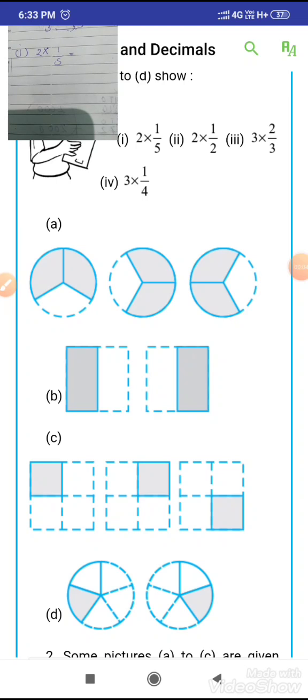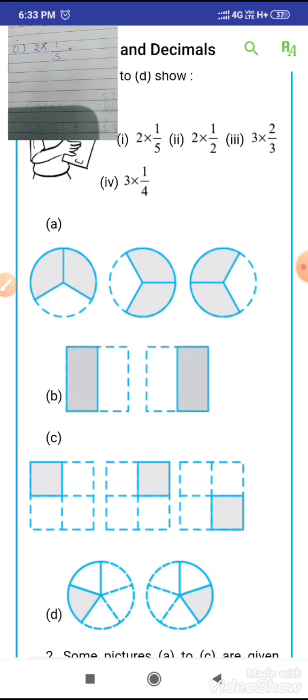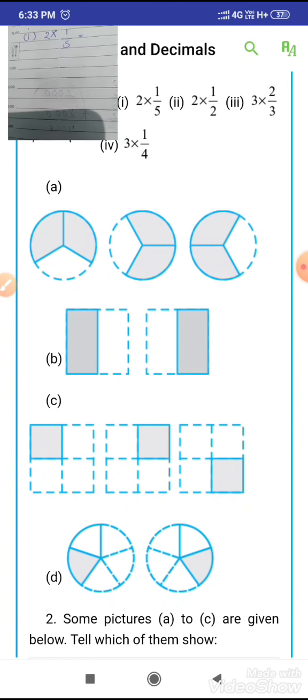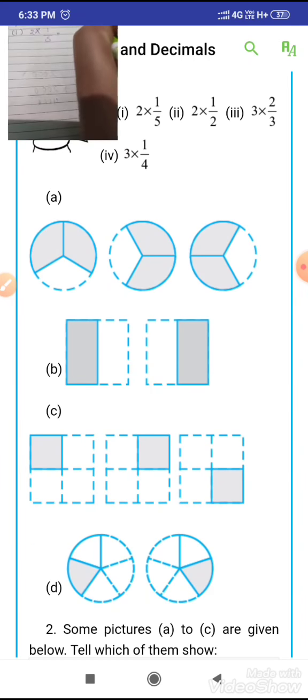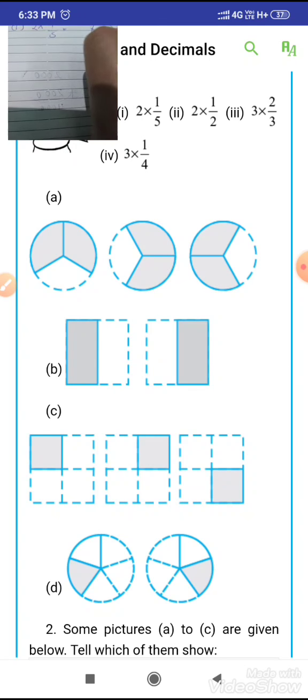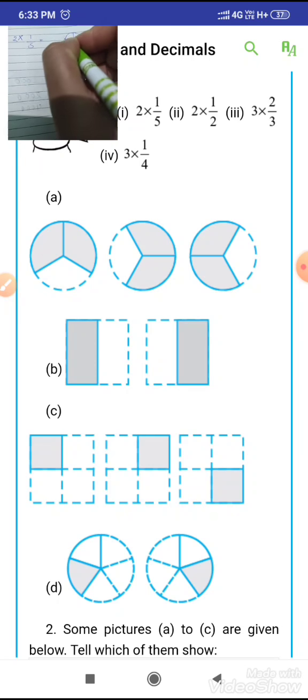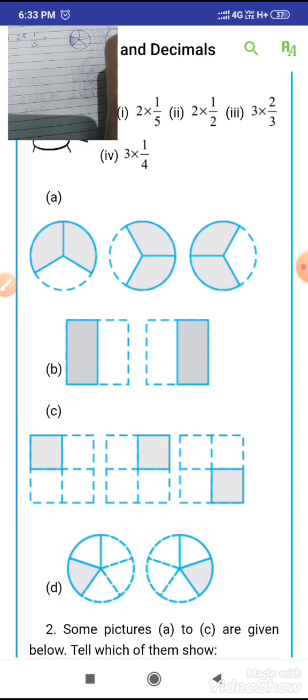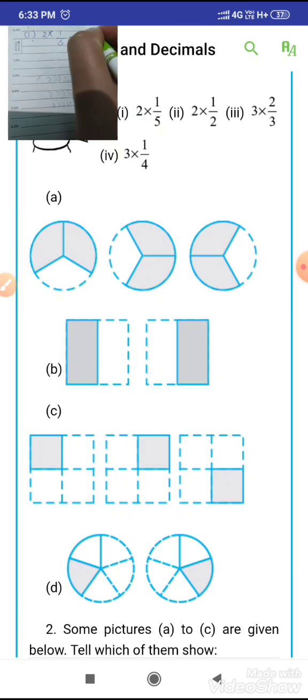The first part is to multiply by 1 upon 5. It means from A, B, C and D, we have to choose an option in which two figures are given and each figure has only 1 upon 5th part shaded. So look at part D, in which two circles are given, and each circle has only 1 upon 5th part shaded. So A matches with D.